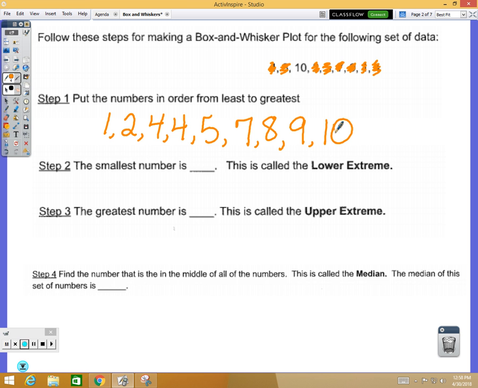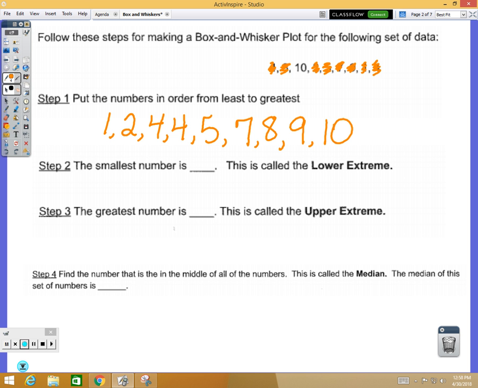Alright, so there are our numbers listed from least to greatest. 1, 2, 4, 4, 5, 7, 8, 9, 10. It is always a good idea to scratch off the numbers as you use them. Notice that if you have a number that's listed more than once, like the 4 was, you do want to list it however many times it was on there.